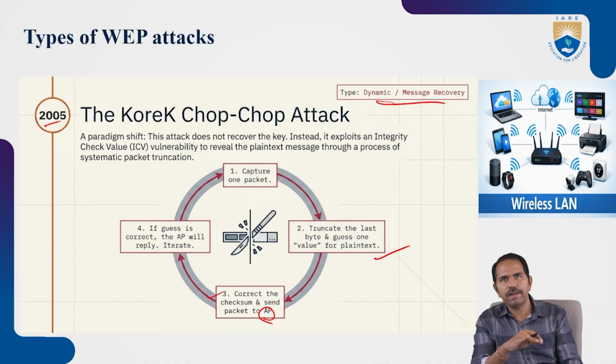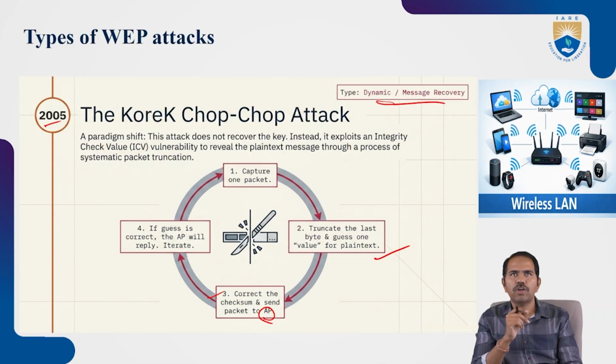Send the packets to the access point. Fourth step: if the guess is correct, the AP will reply. Otherwise, the packets have to be iterated again. That is the KoreK chopchop attack.